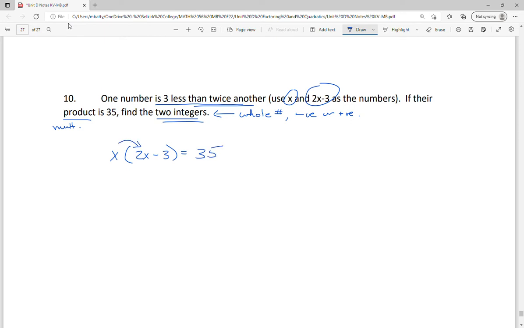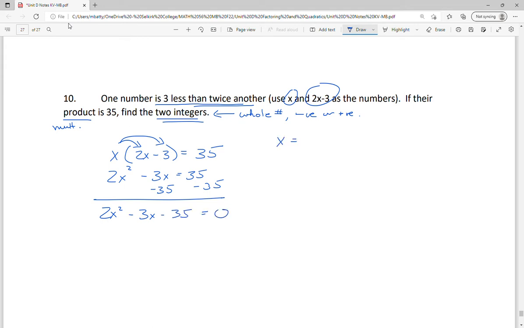So if we take x and multiply it by 2x minus 3, that should equal 35. This doesn't look quite right yet. We need to make it look like a quadratic. I need to set it equal to 0. So I'd have 2x squared minus 3x minus 35 equaling 0. I can now plug this into the quadratic. So negative b plus or minus the square root of b squared minus 4ac all over 2a.